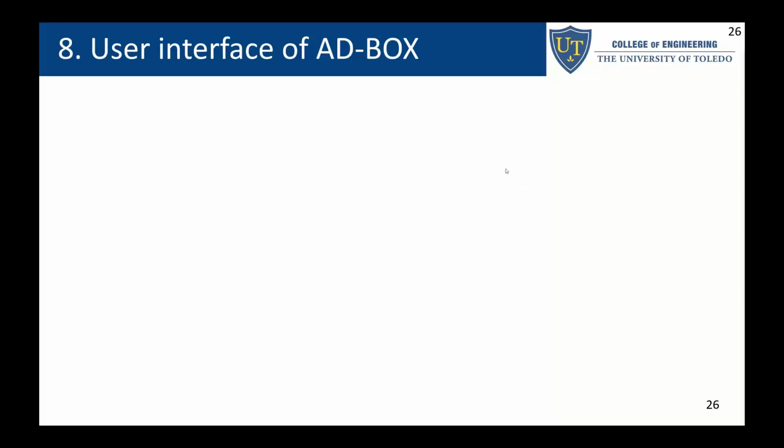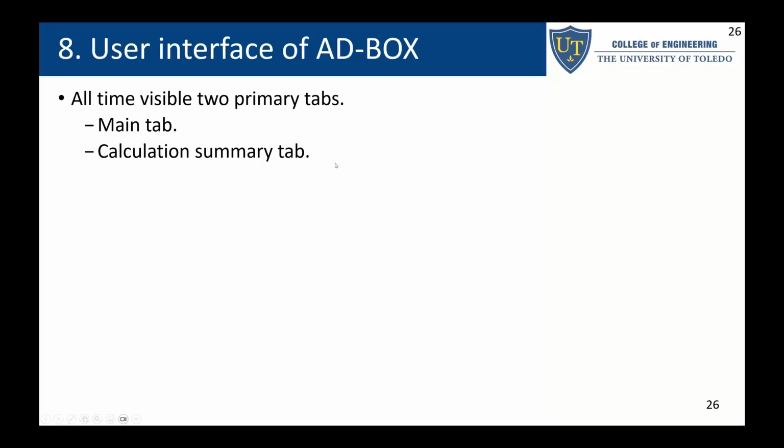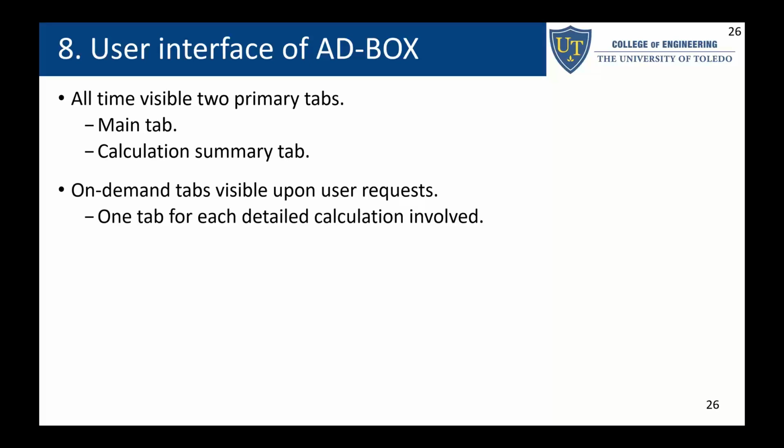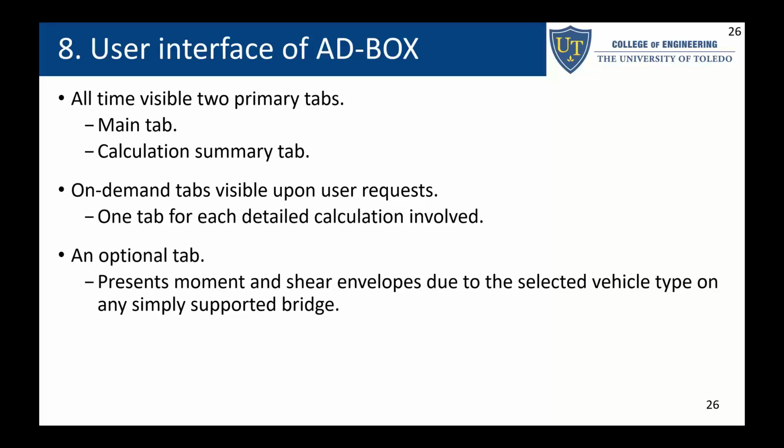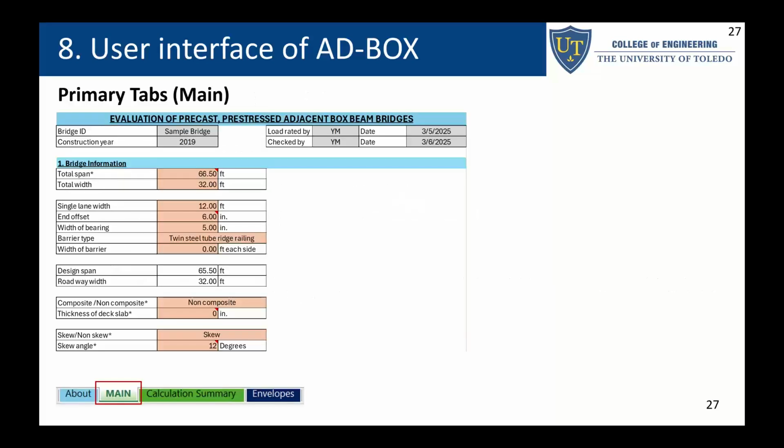To provide a simple and user-friendly interface, AdBox is developed with two primary tabs, which are visible at all times. They are the main tab and the calculation summary tab. It also contains on-demand tabs, which are only visible upon user request. And it has an optional tab to present the moment and shear envelopes due to the selected vehicle type on any simply supported bridge.